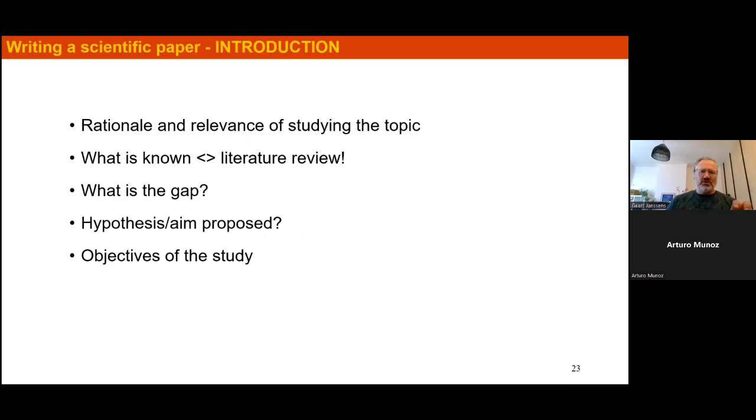Okay, so how do you build a paper? You start with an introduction, and the introduction should start with the rationale and the relevance of studying the topic. So why do this? What is known? Meaning, what did you get out of the literature review? How did you identify the gap? What is still not known? And then from that, you formulate your hypothesis or your aim with the specific objectives of the study.